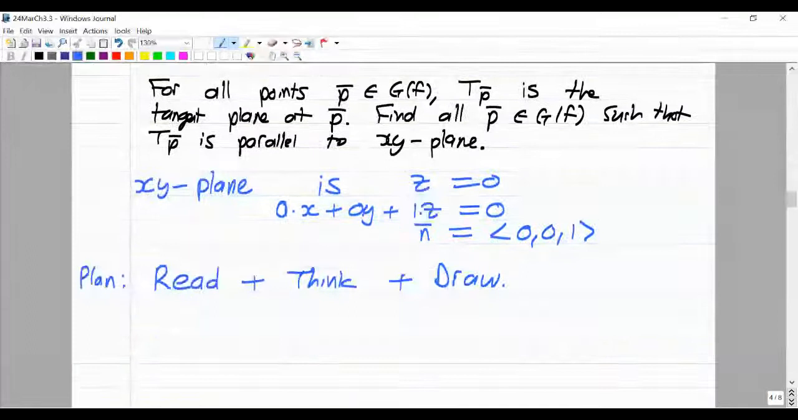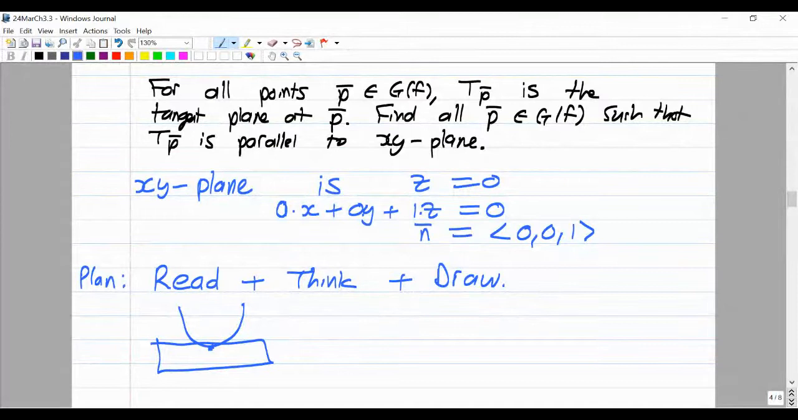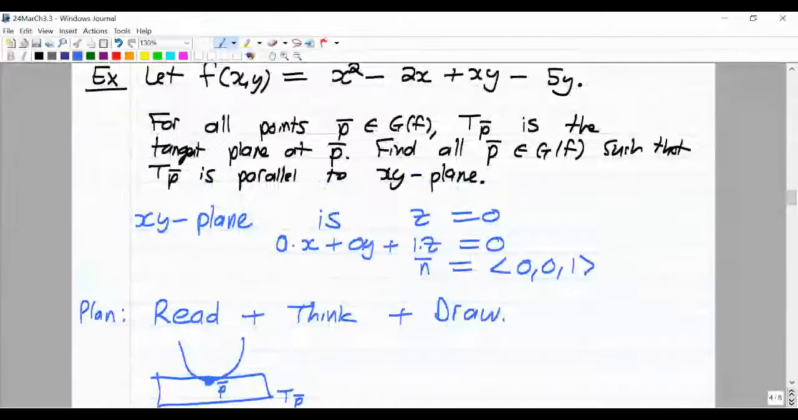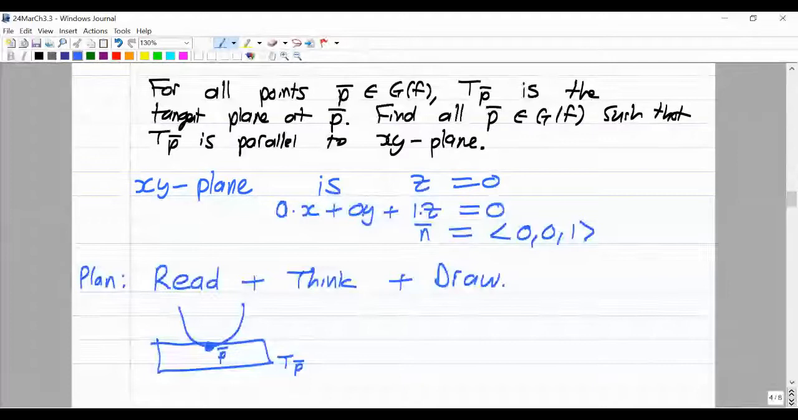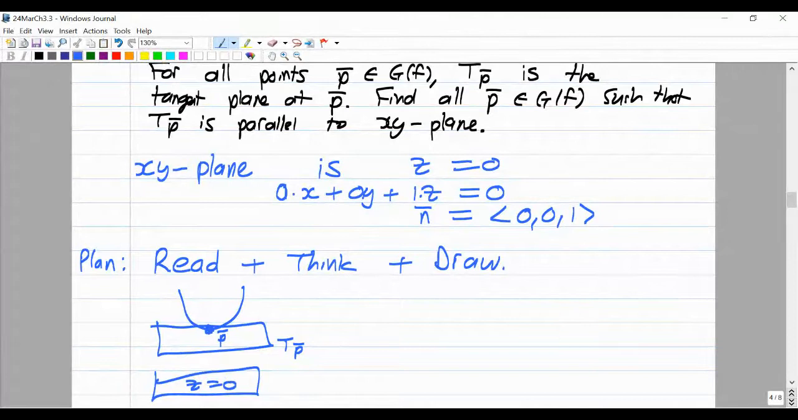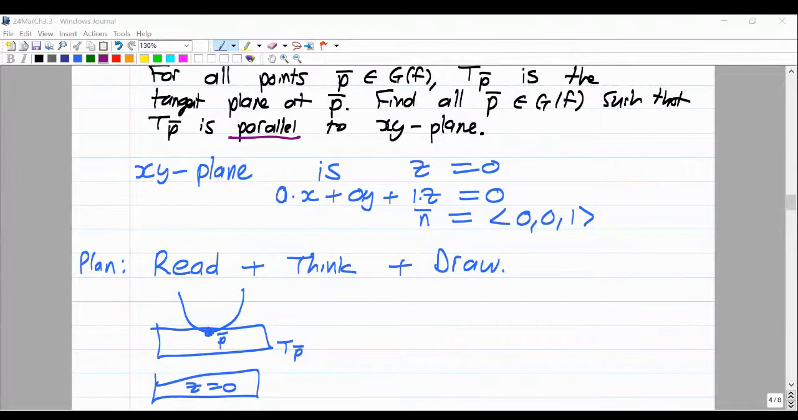I'm not going to do a good job of drawing this surface, but this is point P, and this is the tangent plane. So we know those two planes are what? This is the plane z equal to zero. What's the keyword here? Yes, they are parallel. This is the word that I would underline. When you read this problem, you think, and I would underline the word parallel.